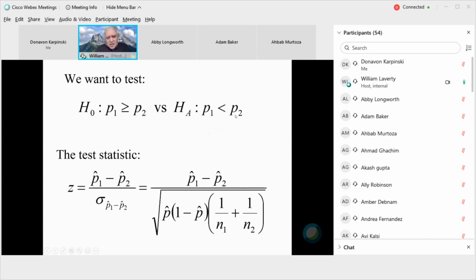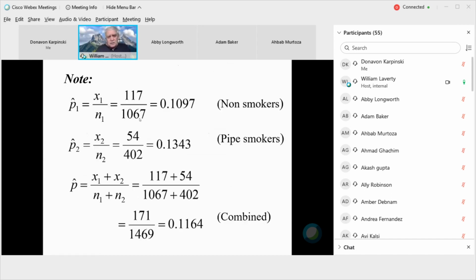And on the bottom, we have the standard deviation of P1 hat minus P2 hat when the two proportions are the same. There's the calculation of P1 hat. P2 hat is a little bit higher, 13%. For non-smokers it is about 10.97%. If the two proportions were the same, they can be estimated by the total number of deaths in the combined two samples over the total number of cases.